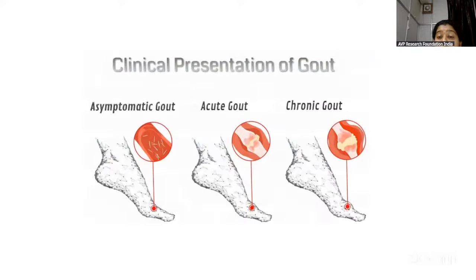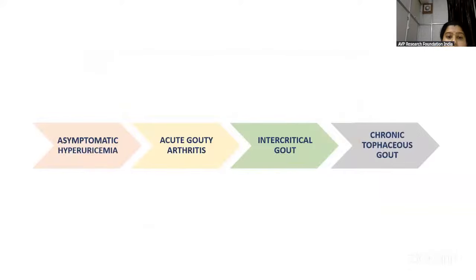Now, what is the clinical presentation of this particular disease? The clinical presentation can be broadly classified into three: asymptomatic gout, acute gout, and chronic gout. Asymptomatic hyperuricemia, acute gouty arthritis, intercritical gout, chronic tophaceous gout. These are the four stages of this particular disease.